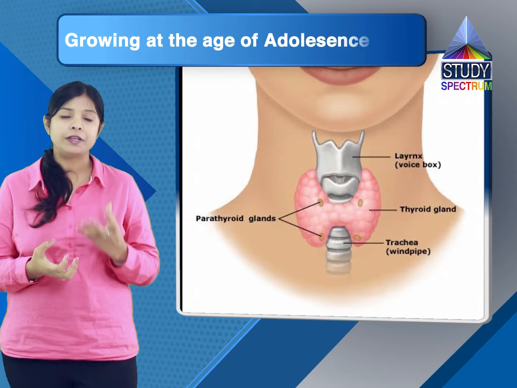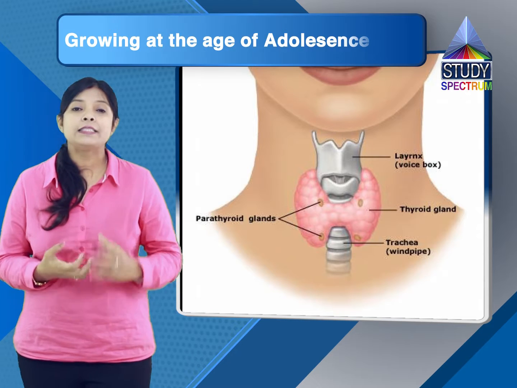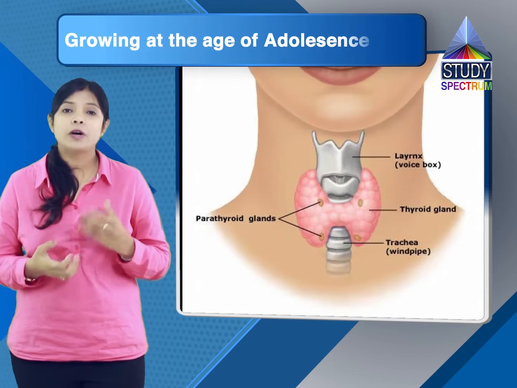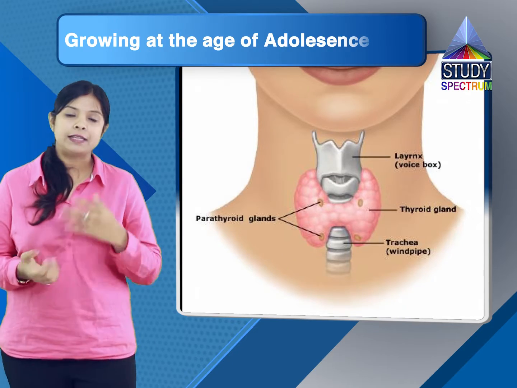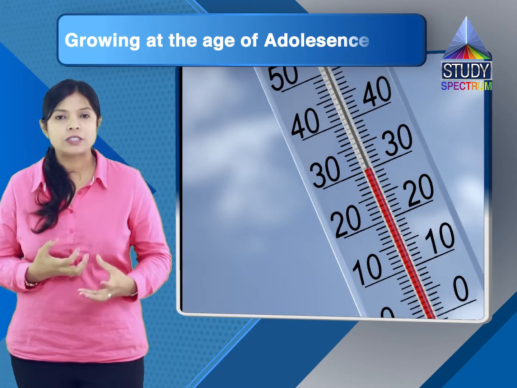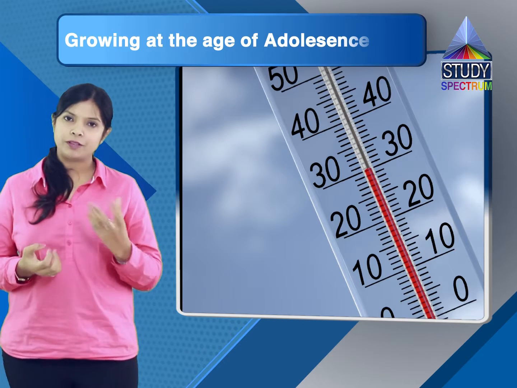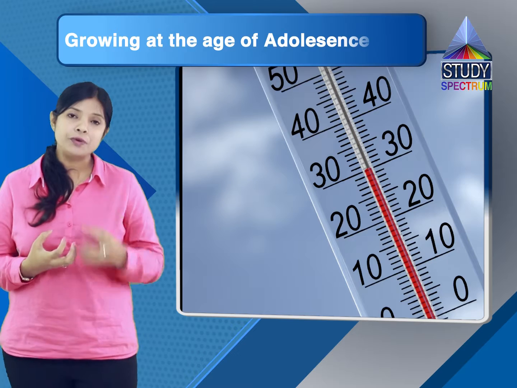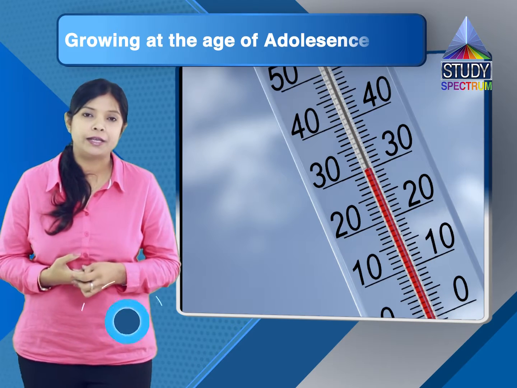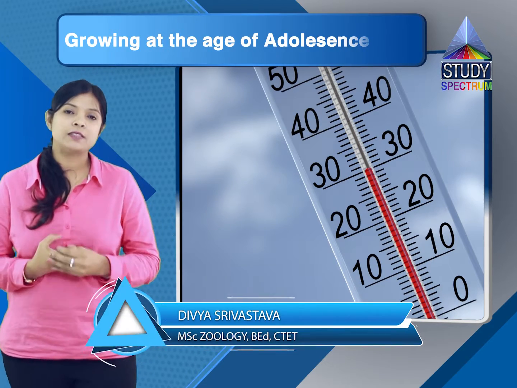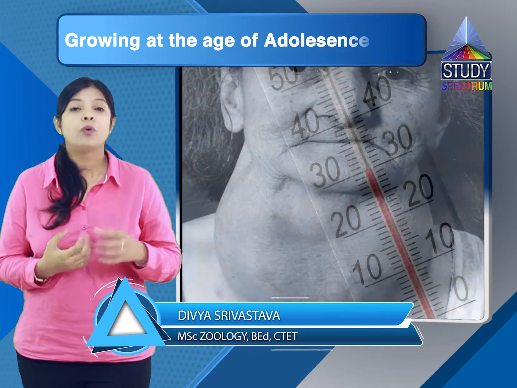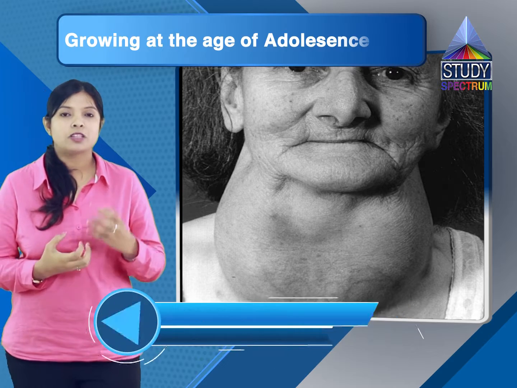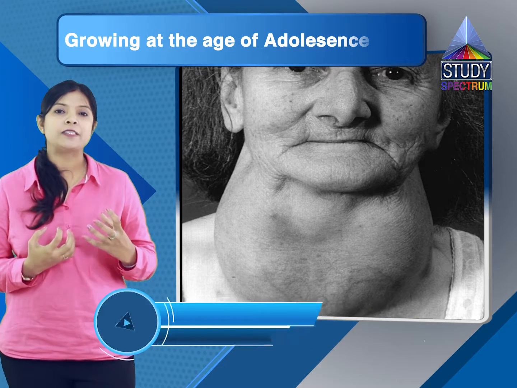And what hormone is released from the thyroid gland? This is thyroid stimulating hormone. So what is its role? It regulates the temperature of the body and also helps in the growth and development of the body. But students, if it is produced in insufficient quantity, it may lead to a disease called goiter. What happens in this disease? The neck becomes swollen. There is a swelling that takes place in the neck.